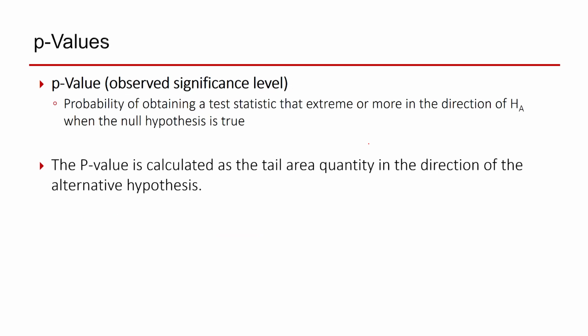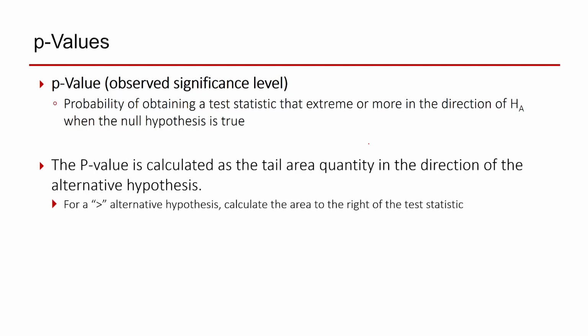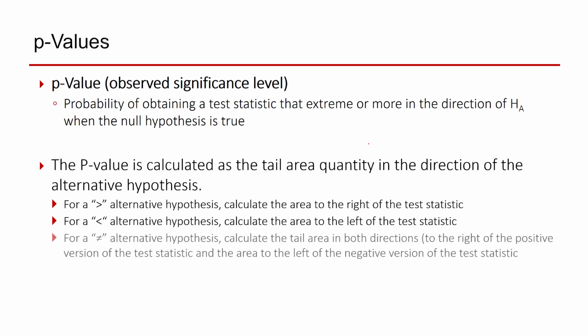All right, the p-value is calculated as the tail area quantity in the direction of the alternative hypothesis. For a greater than alternative hypothesis, calculate the area to the right of the test statistic. For a less than alternative, calculate the area to the left. And for not equal, you want to calculate the area in both directions.